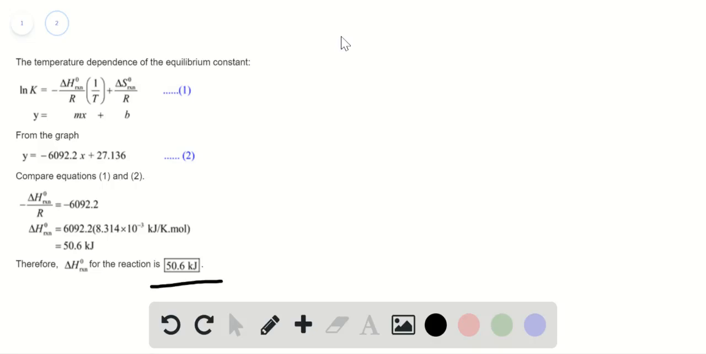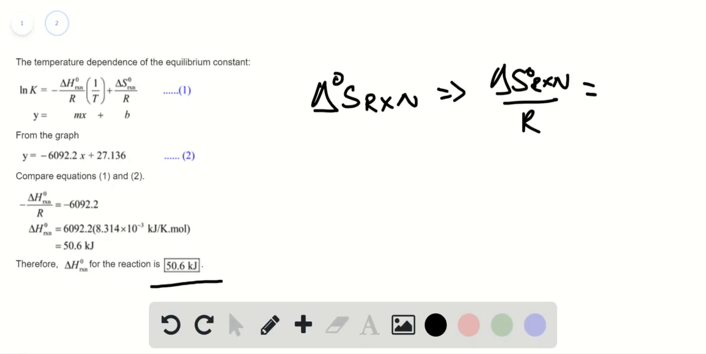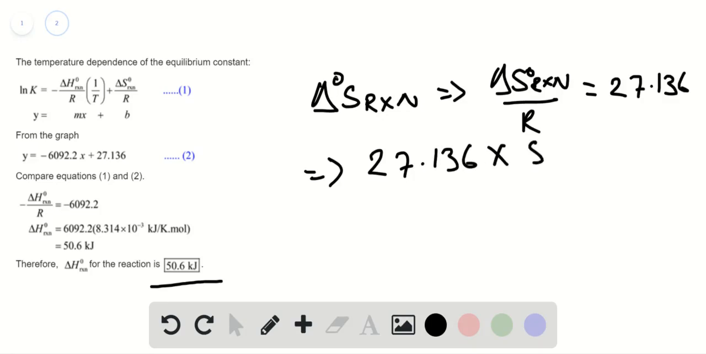Further, we need to calculate the delta S for the reaction. So we have delta S for the reaction. Comparing equations 1 and 2, we have delta S of reaction divided by R equal to 27.136. Rearranging the equation to find delta S, it turned out to be 27.136 multiplied by 8.314, the gas constant R. We have the S value as 226 joules per Kelvin.